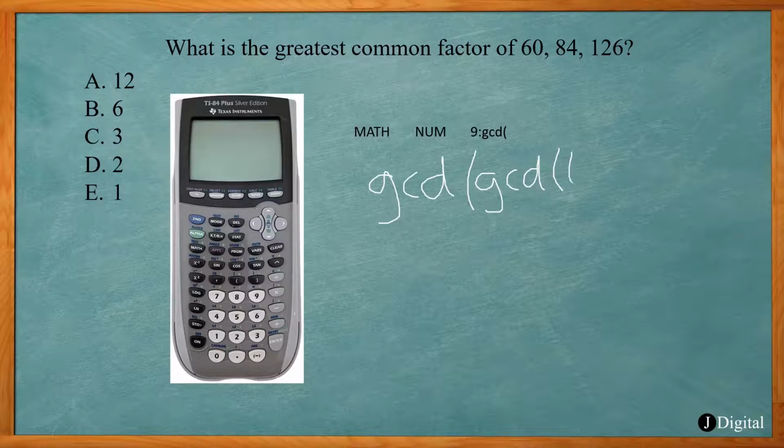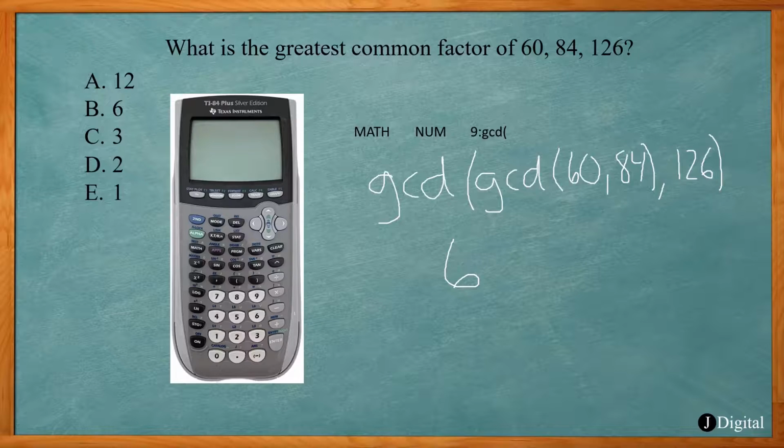Then we're going to enter 60, comma 84, close parentheses, comma 126, close parenthesis, press enter, and that will give you the 6.